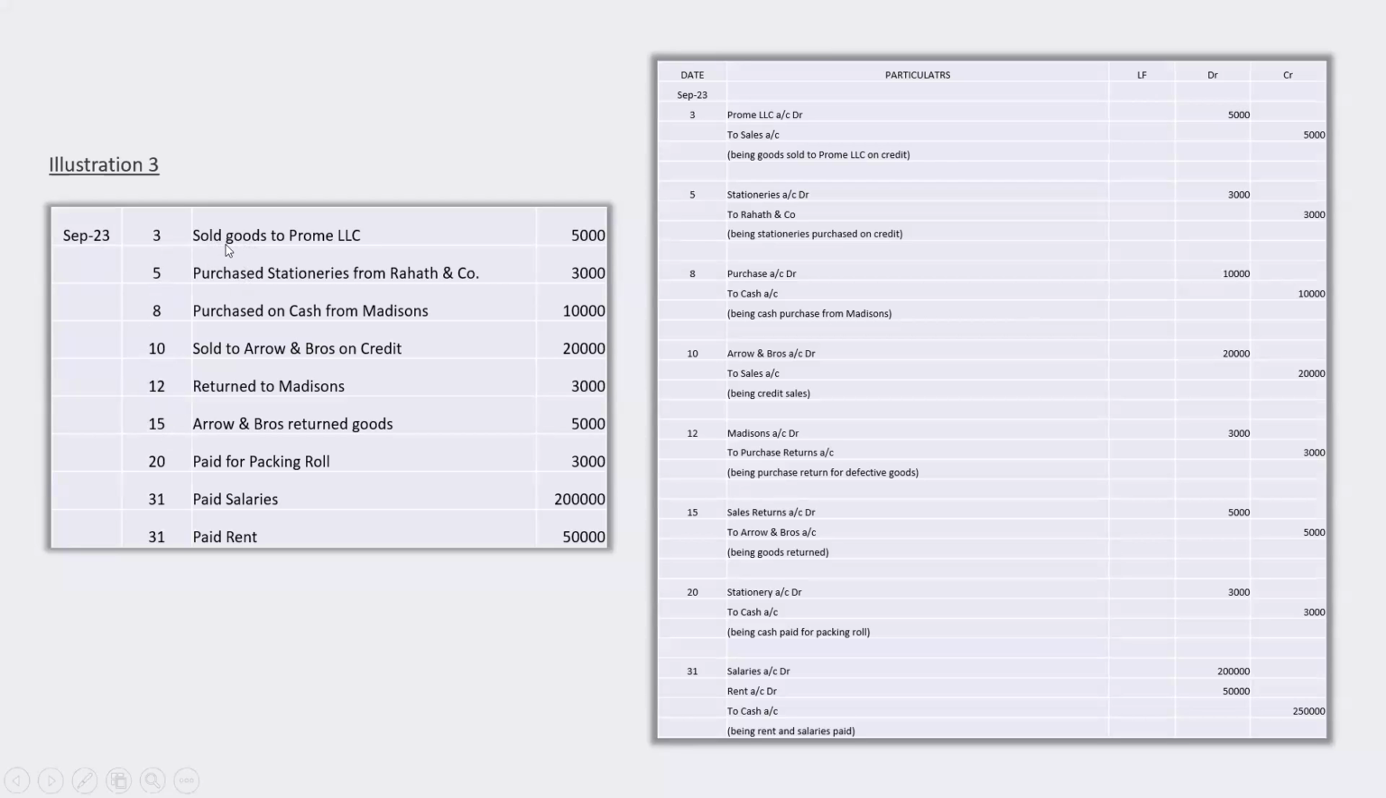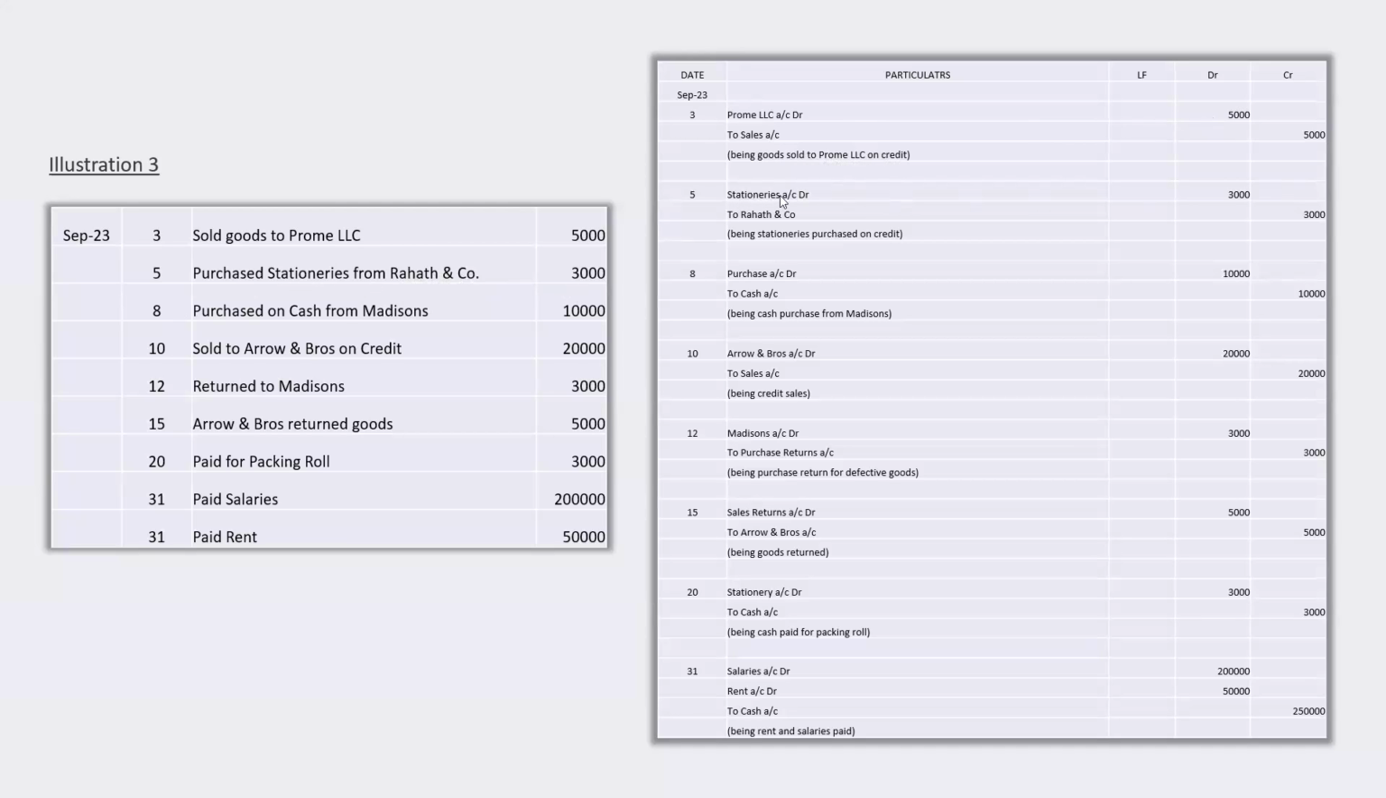On 3rd of September, sold goods to Prof LLC 5,000. Let's see how it's being entered here. This is easy. Prof LLC account debtor to sales account. Because here it has not been mentioned that it's a cash sale, we can consider it as a credit sale. In the narration, we are not clearly mentioning goods sold to Prof LLC on credit.